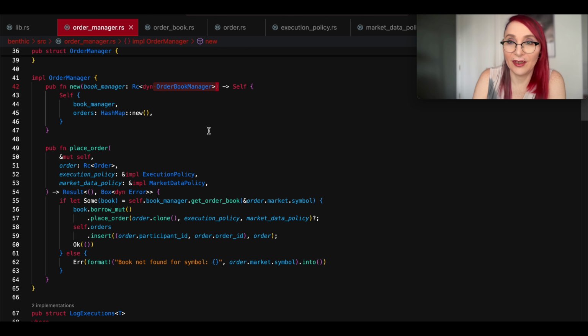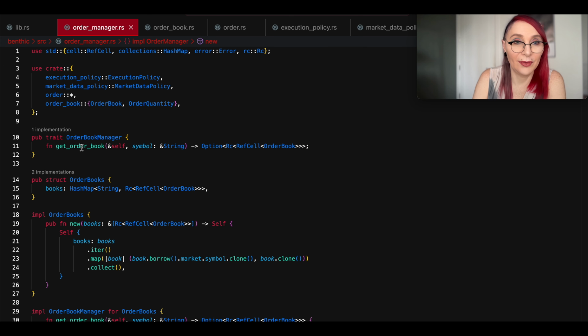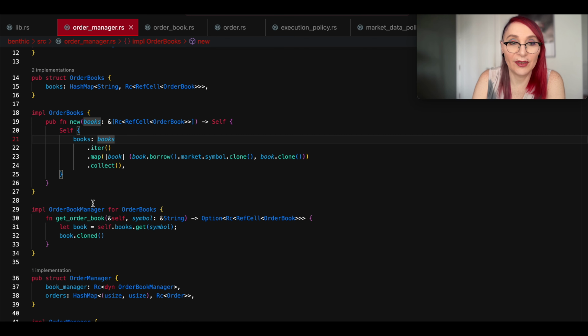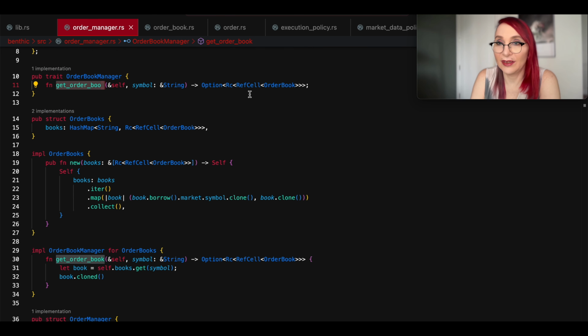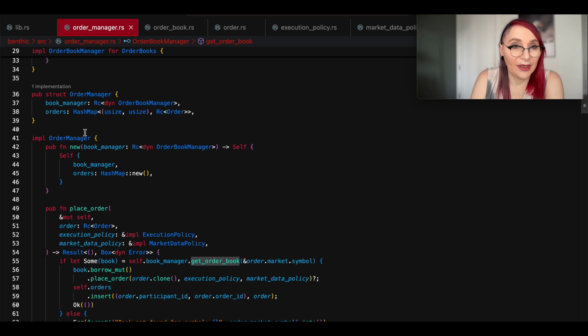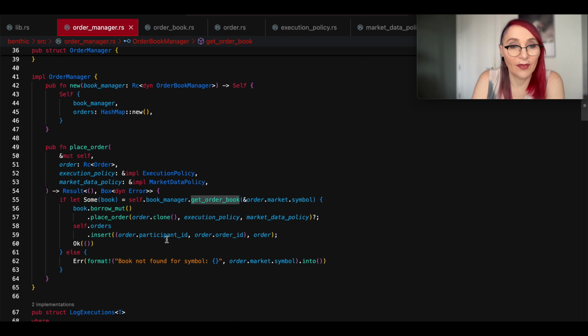The order book manager is a trait, as we can see here, and it is implemented by order books here. The trait says that we have get order book, which gives us an Option of Rc RefCell. Now, that's not really thread safe. We could use Arc of RwLock, and that will be thread safe. Also here, the book manager is in an Rc and could be in an Arc. Let's look at what place order is doing.